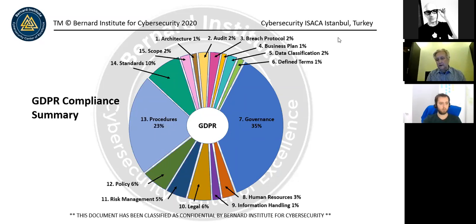Okay, so that's kind of my high-level analysis of the 99 articles within the 11 chapters of GDPR. And you can see just by looking at this, again, the legal implication here. I know a lot of organizations are putting lawyers in charge of their GDPR compliance, but my opinion is that that's a mistake.